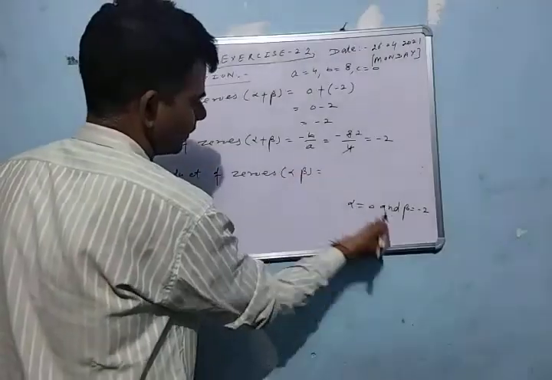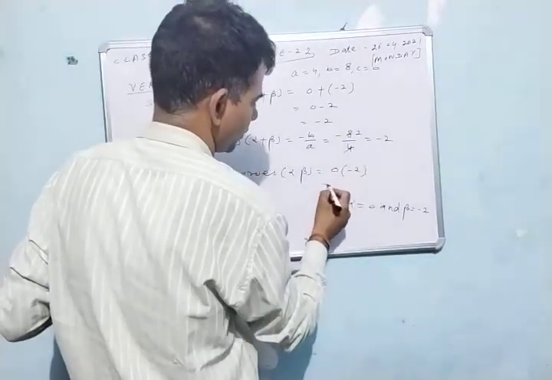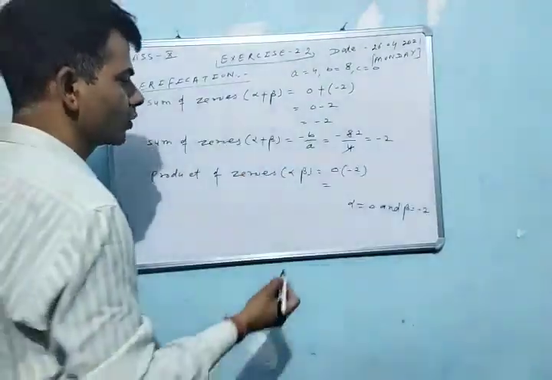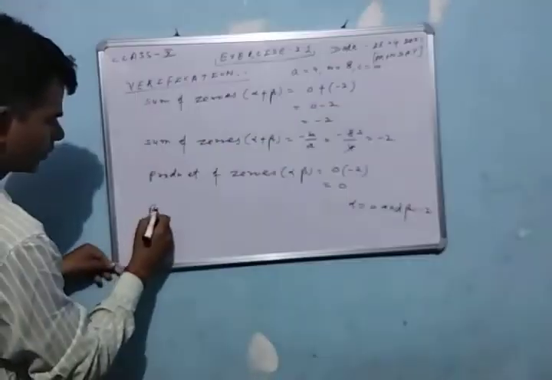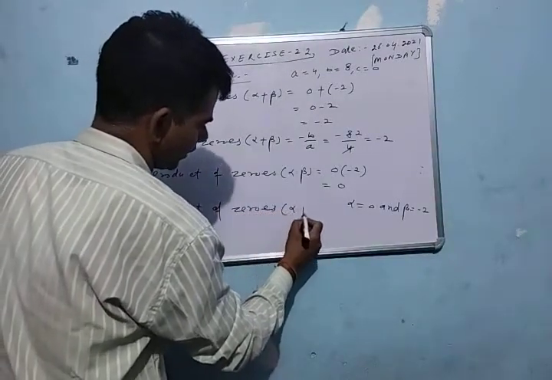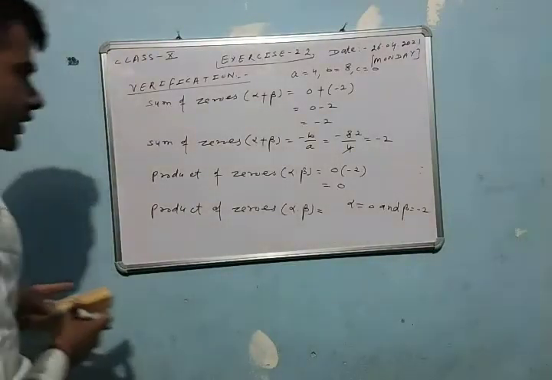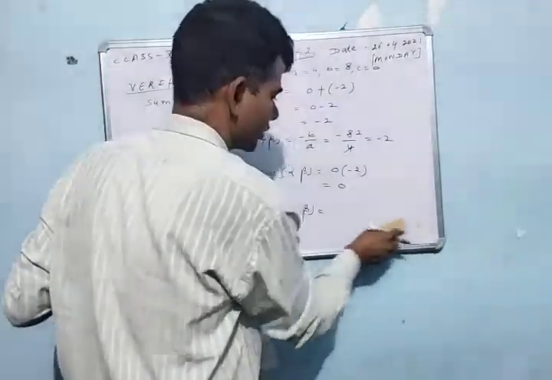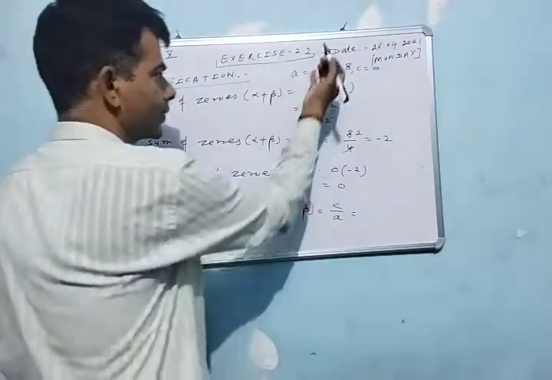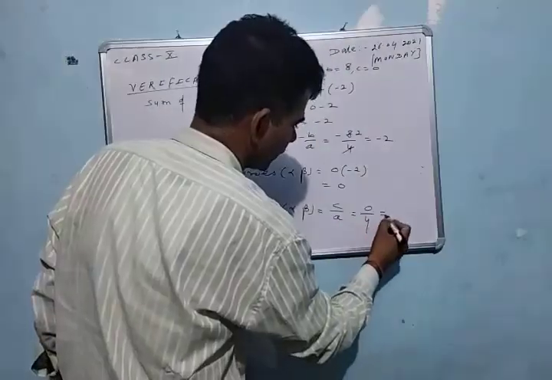Now student, next is product of zeros, alpha into beta. What is alpha? Alpha is 0 and beta is minus 2. Student, 0 into minus 2, if any number is multiplied with 0, the result will be equal to 0. Now product of zeros by the coefficient, that is alpha into beta, that is c by a. C is the constant term and a is the coefficient of u square, that is 4. Now 0 by 4, that is 0.